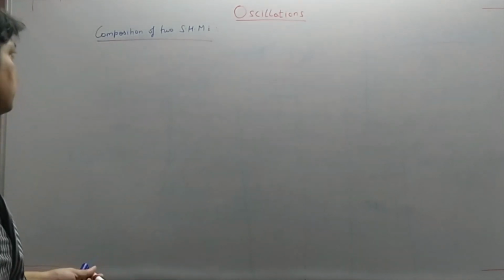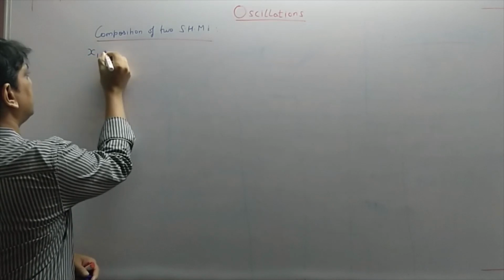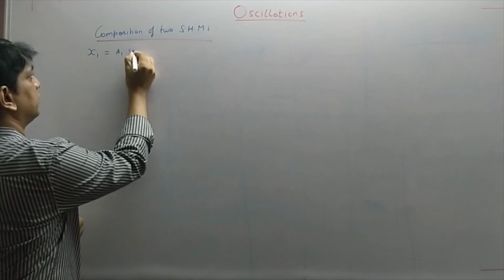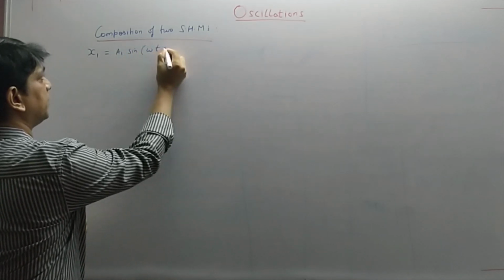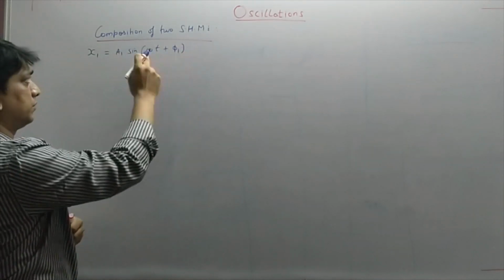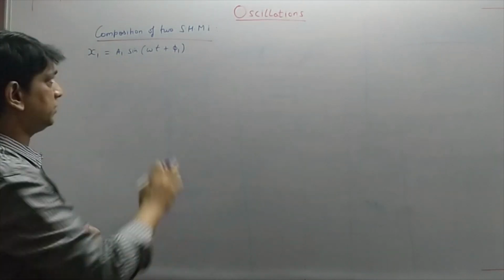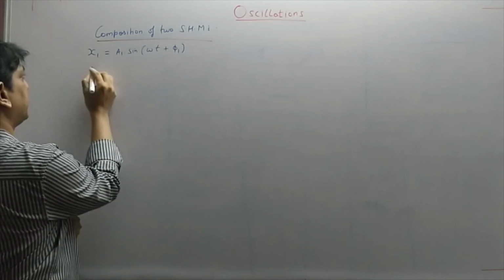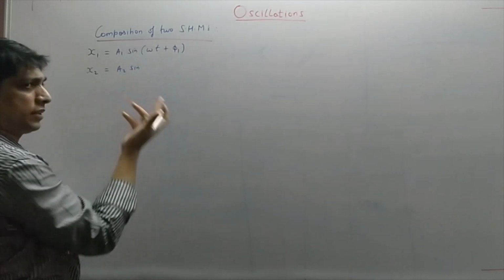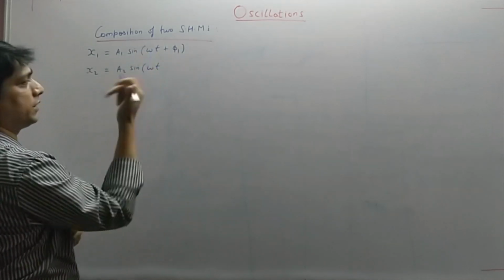Let us start. Consider the first particle with displacement x1 equal to a1 sin(omega t plus phi 1). Phi 1 is its starting phase, and a1 is the amplitude of the first particle. For the second particle we have x2 equal to a2 sin(omega t plus phi 2). The amplitude a2 can be different from a1, but the time period is the same, so I am not writing omega 1 and omega 2. The time period is the same condition.